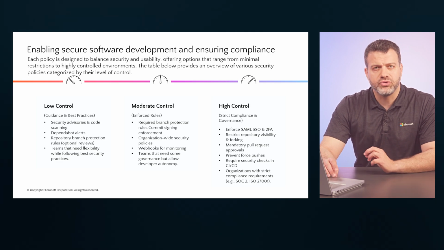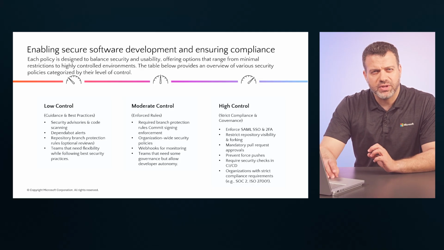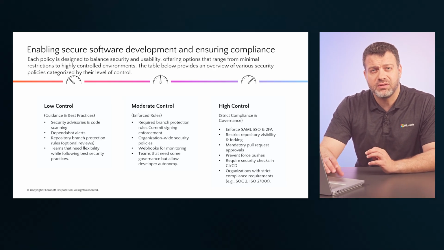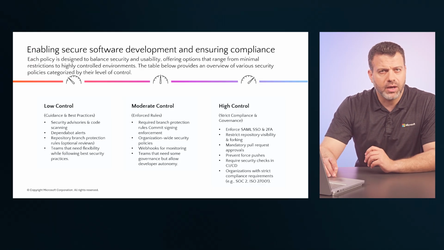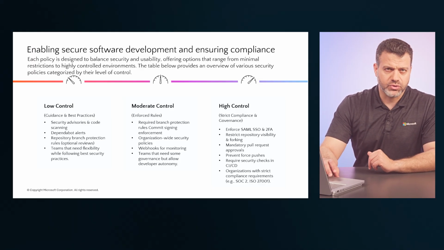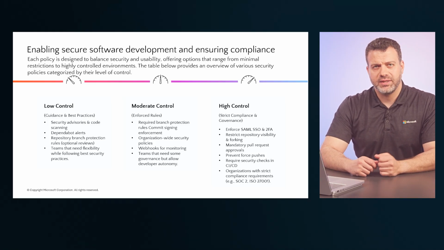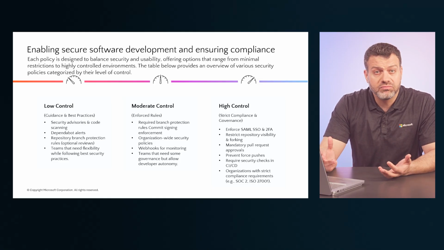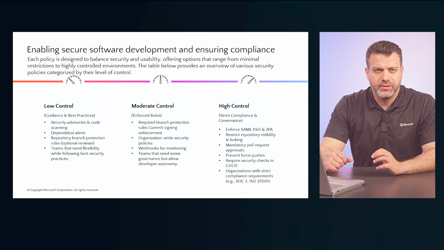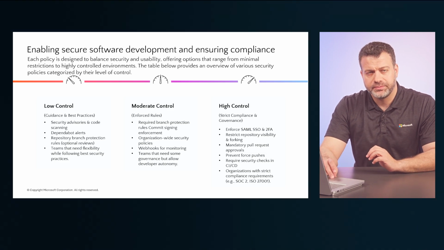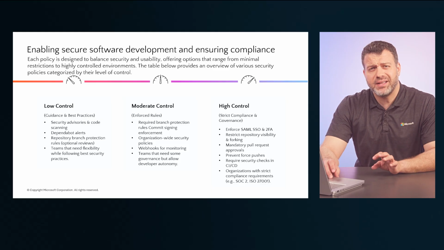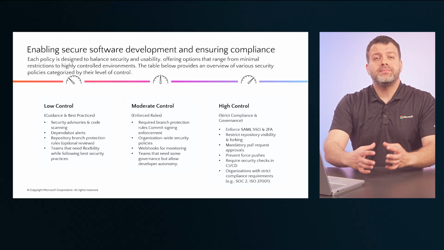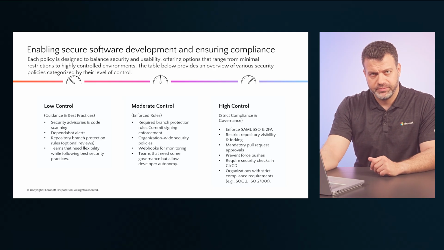In the middle, you have moderate control. This is where you enforce key rules like branch protections and required reviews, while still allowing developers to move efficiently. For example, a lot of enterprise teams land here, governed but not blocked. And on the other end, you have high control. That includes strict requirements like mandatory approvals, SSO enforcement, and locked-down repositories. Think financial, healthcare, or government, where compliance is non-negotiable. And the key takeaway here is security isn't about picking the strictest option. It's about choosing the right level for your risk.